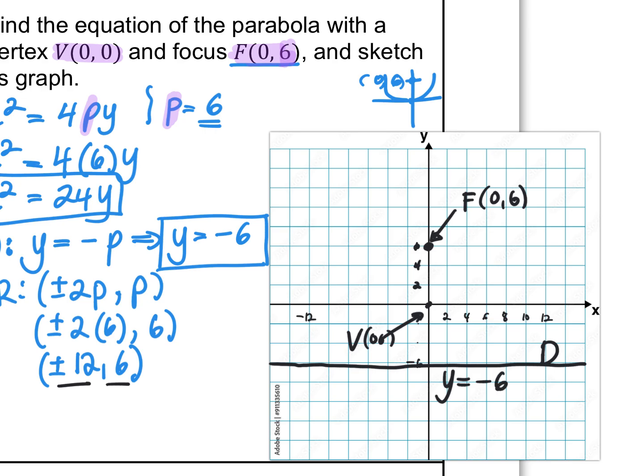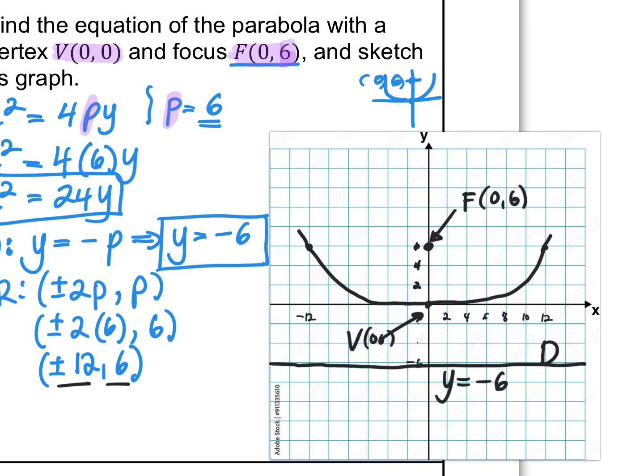Our latus rectum is going to be plus or minus 12, 6. So first I'm going to do (12, 6) here, and it's going to be (-12, 6) here. So this is how wide my graph will be. From here, I'm just going to do it this way. It's not accurate, but you can see what I'm trying to do here. So this is now how wide our graph is.